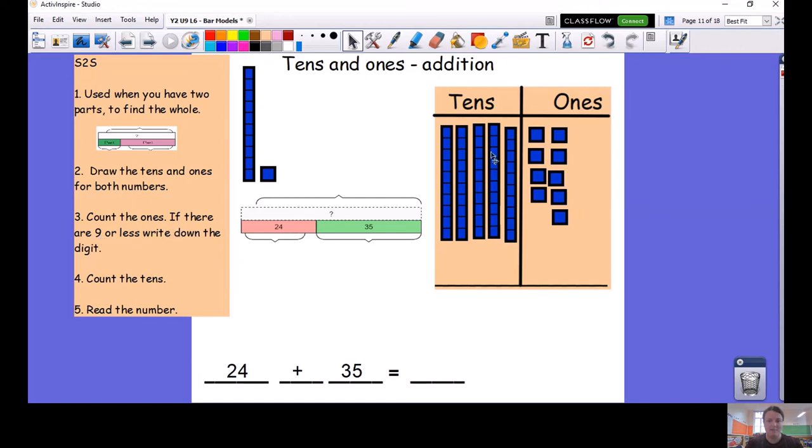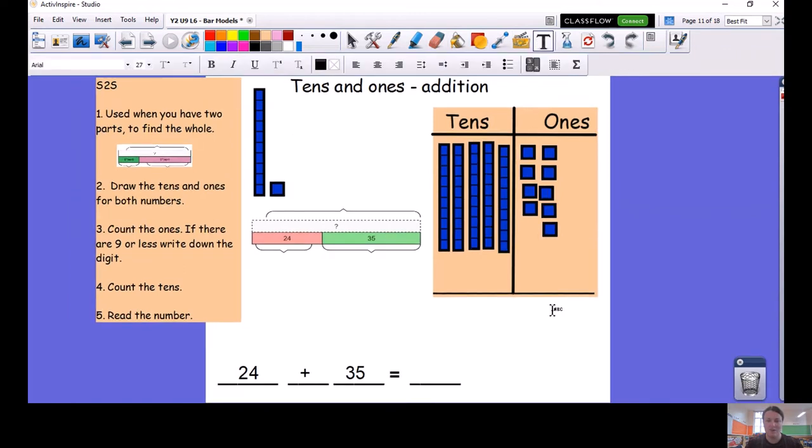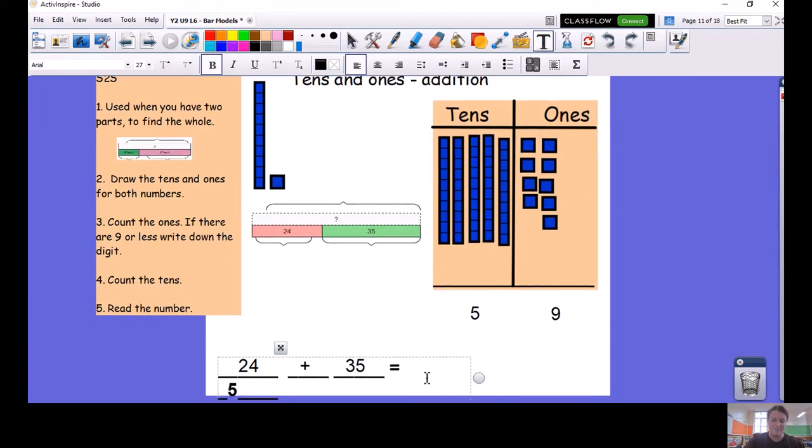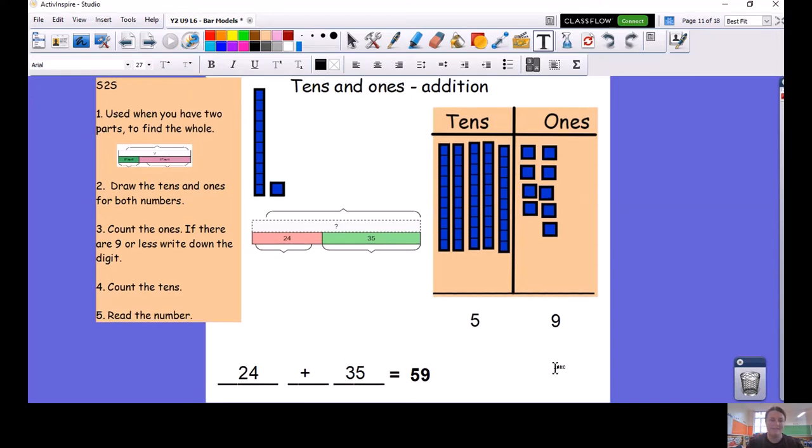I now need to count the ones. One, two, three, four, five, six, seven, eight, nine. If there are nine or less, write down the digit. And there were nine. Now count the tens. One, two, three, four, five. Five tens is 50. Read the number. The number is 59. So the answer is 59. Done. Let's do another one.